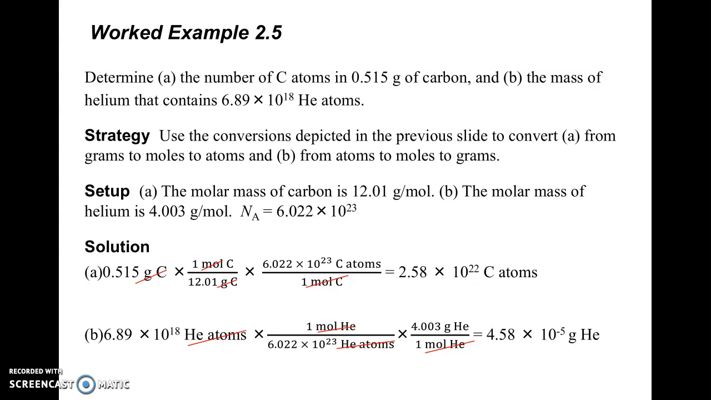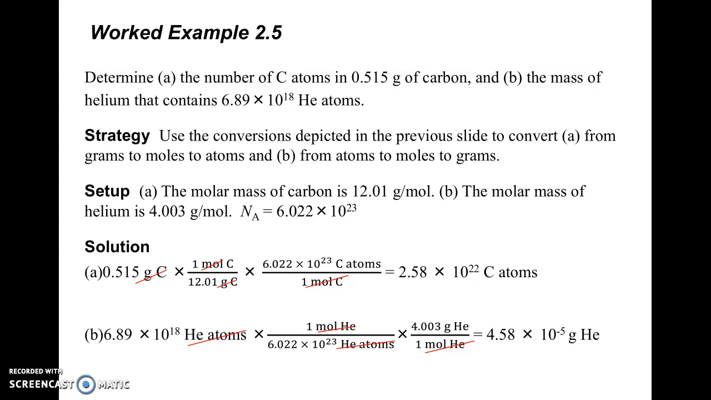Okay, then we have this one where we're trying to determine the number of atoms of carbon in a particular mass of carbon. And then what's the mass that contains a certain number of atoms. And so once again, we're going to use those conversions, the 12.01 average atomic mass for carbon and the 6.089 times 10 to the 18th, and the molar mass of helium as being that average atomic mass of 4.003, and you need Avogadro's number.